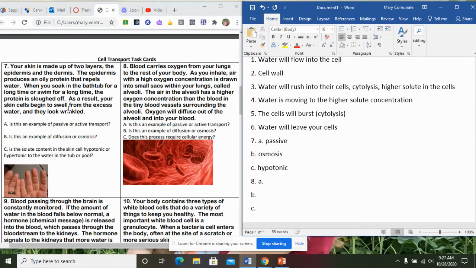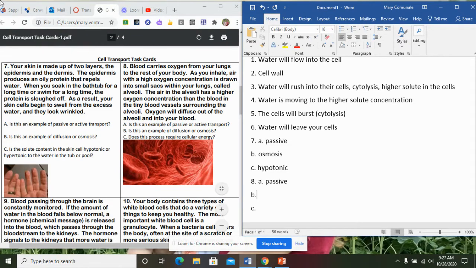Blood carries oxygen from your lungs to the rest of your body. As you inhale, air with a high oxygen concentration is drawn into small sacs within your lungs, also called alveoli. The air in the alveoli has a higher oxygen concentration than the blood in the tiny blood vessels surrounding the alveoli. Oxygen will diffuse out of the alveoli and into your blood, and this is how your blood takes oxygen to different parts of your body. So if it's diffusing out, that is going to be an example of passive transport because diffusion is passive.